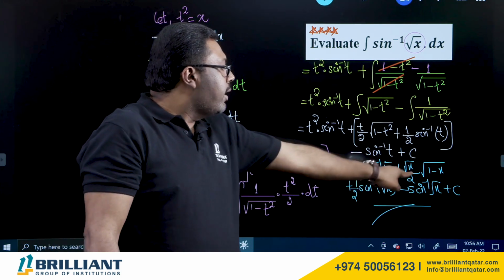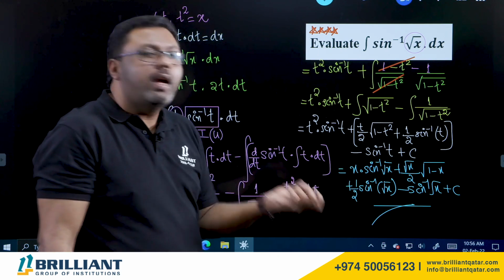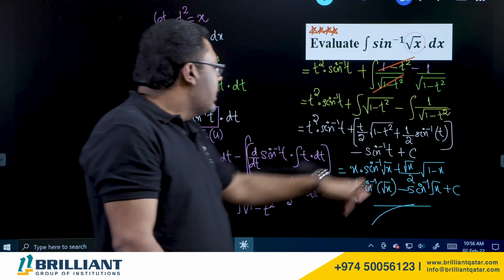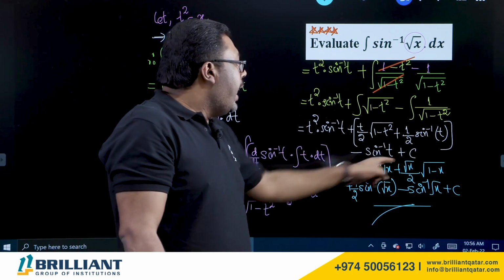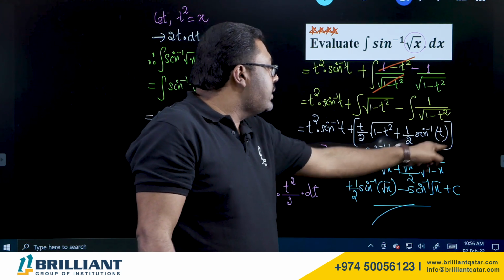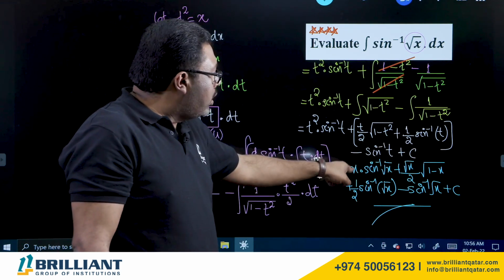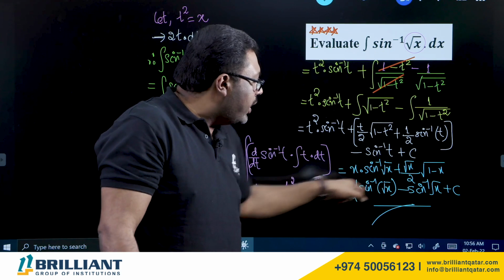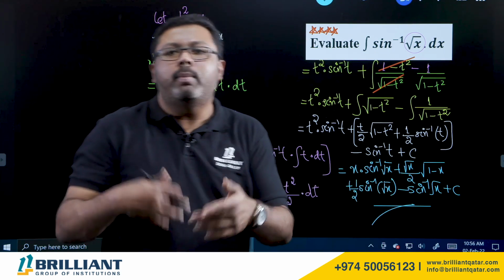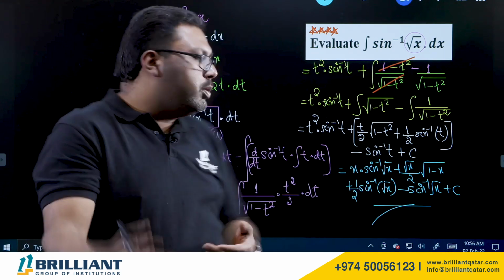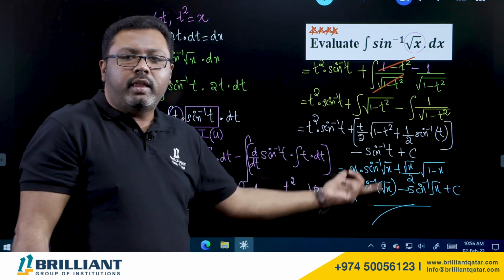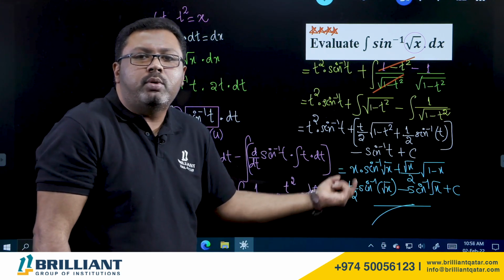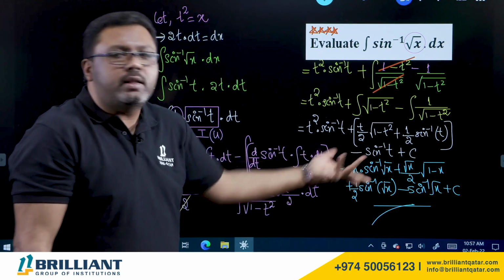Half sine inverse root x minus sine inverse root x is going to be minus half sine inverse root x. This root x will go inside as 1 minus x squared inside, and this also can be done with sine inverse root x over here. So simplification can be done. One more step can be done. So let's not waste our time and energy for that. I think you are 12th standard students, you will be able to simplify it further, but this answer is fine.